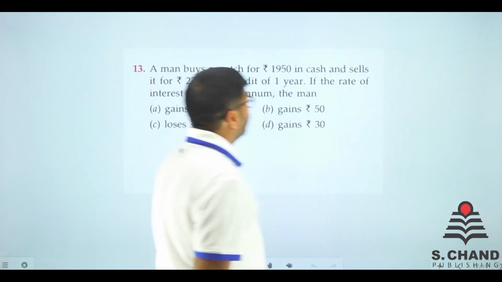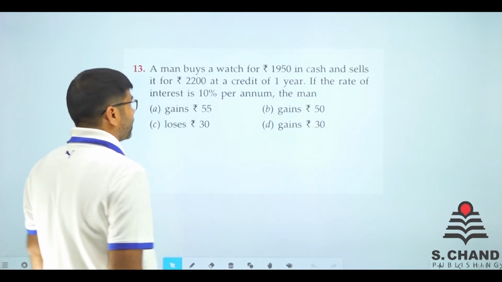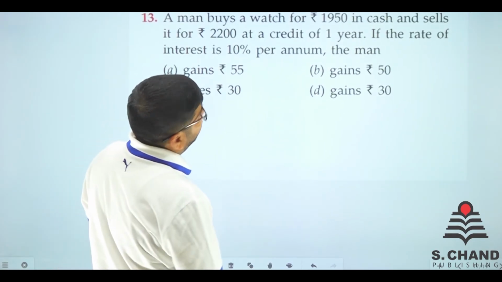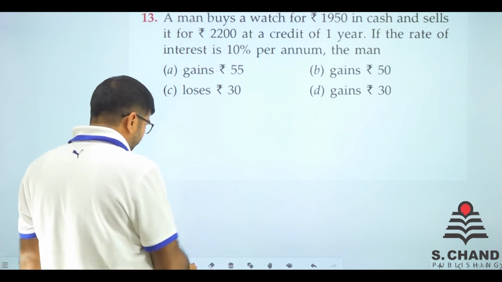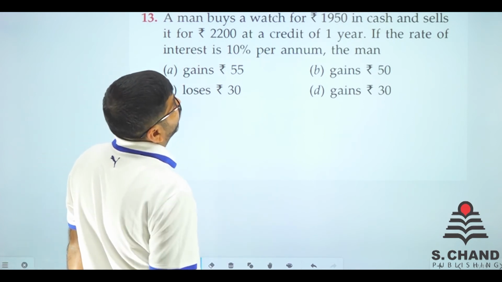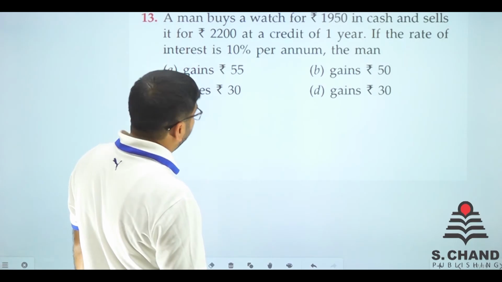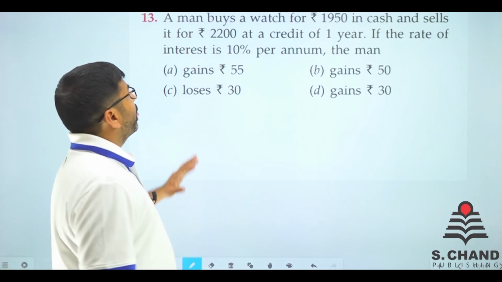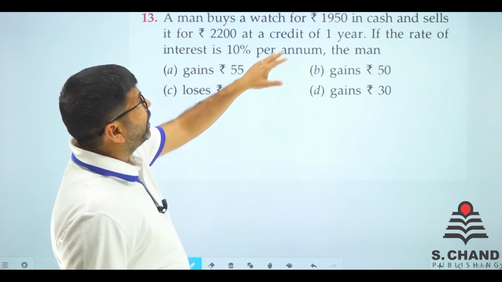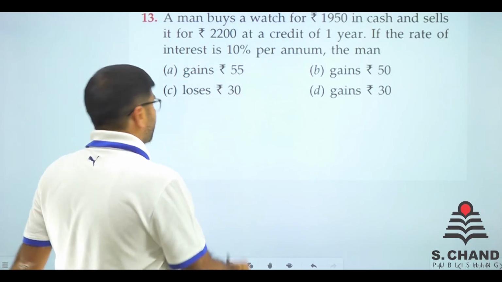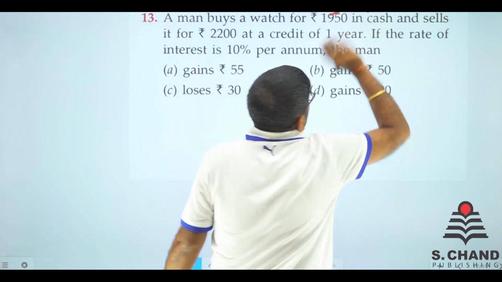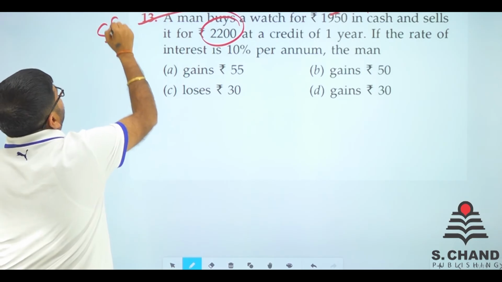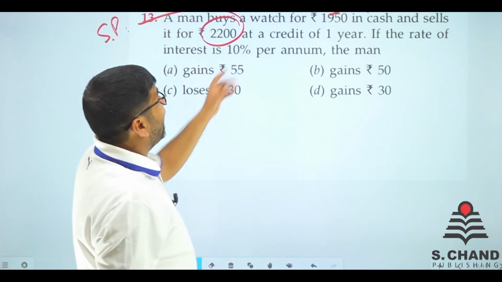Okay, so let's move on to another question. Question number 13 is in front of you. A man buys a watch for 1950 cash and sells at 2200 at credit of 1 year. If the rate of interest is 10%, let's see how much he gains or loses. See, the 1950 cash is what? Its cost price. So CP is with us. We need to calculate SP, that is selling price, right? Selling price at the credit.